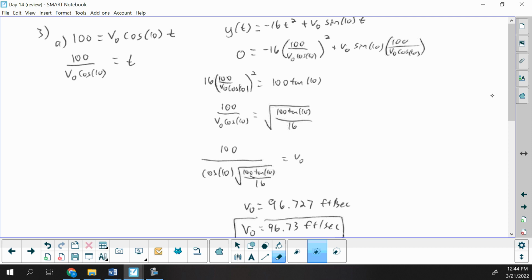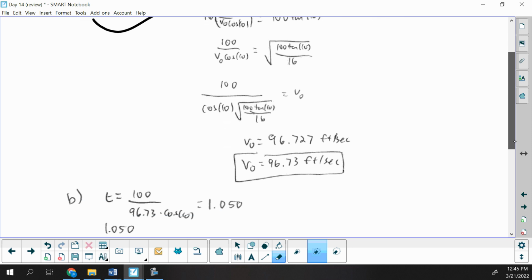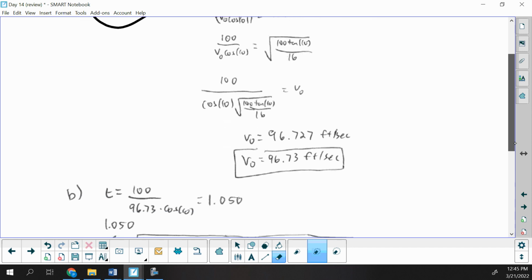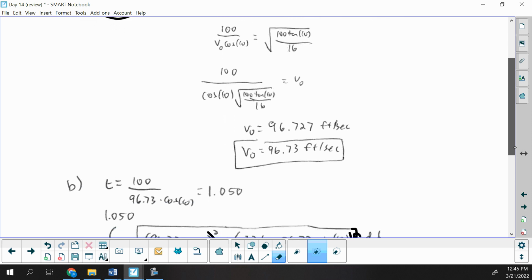We're going to work to get t by itself. And notice you're just carrying your initial velocity v0 through. Take that time, sub it in over here. These v0s wipe out. So now v0 is just in one location. So you basically had to work through, get the v0 by itself eventually, and then round it to our nearest hundredth they asked for in the question. So that was 96.73 feet per second.